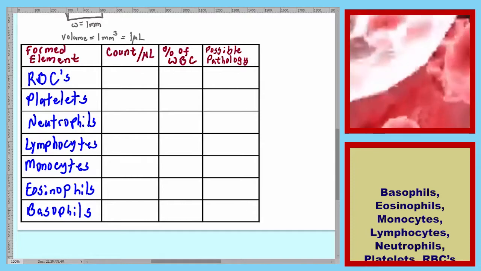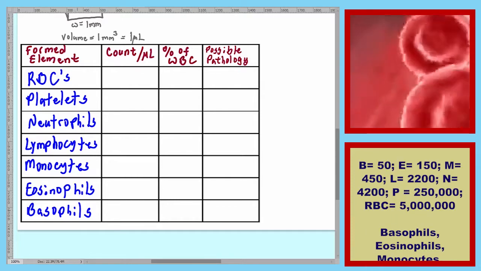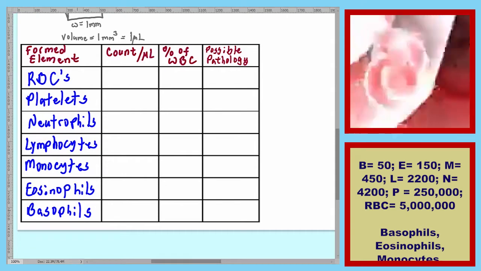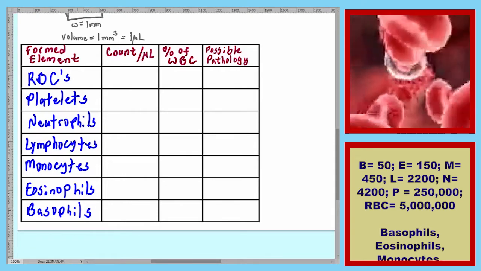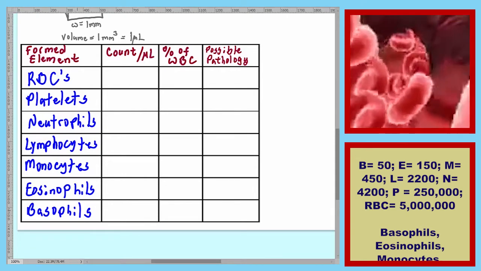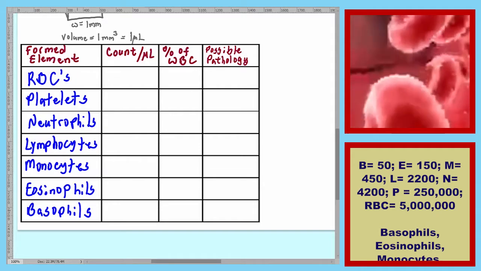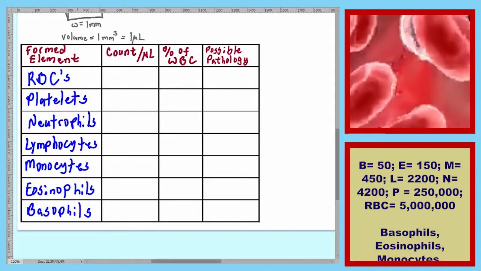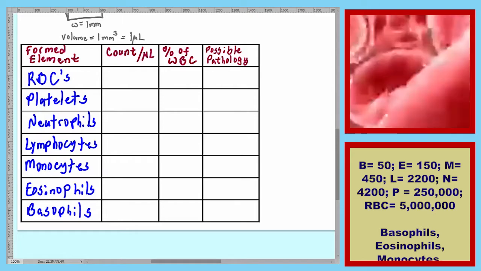The RBC count is 5 million. The platelet count is 250,000. The neutrophil count is 4,200. The lymphocyte count is 2,200. The monocyte count is 450. The eosinophil count is about 150. And the basophil count is 50. So let's represent those numbers here.